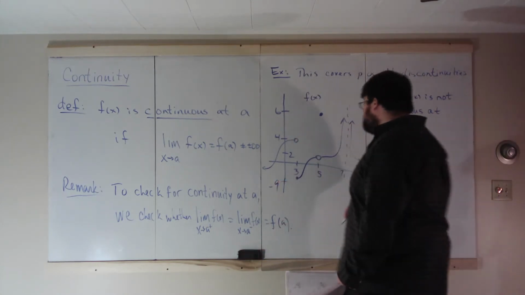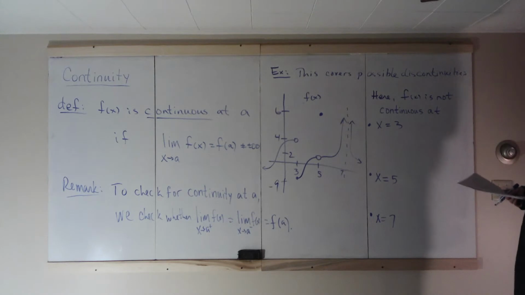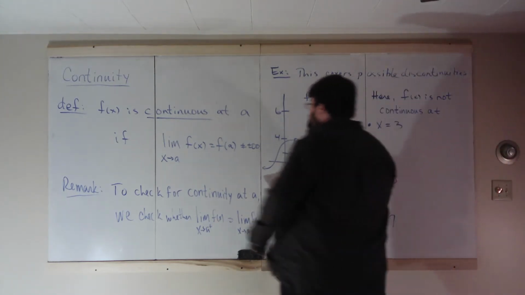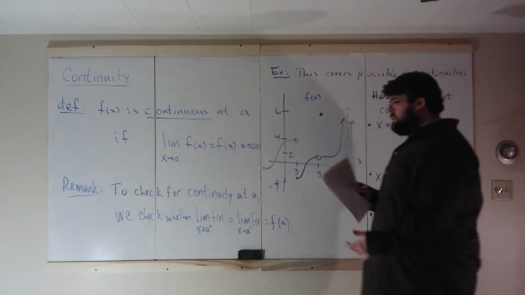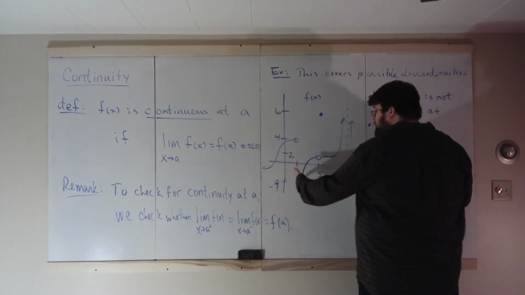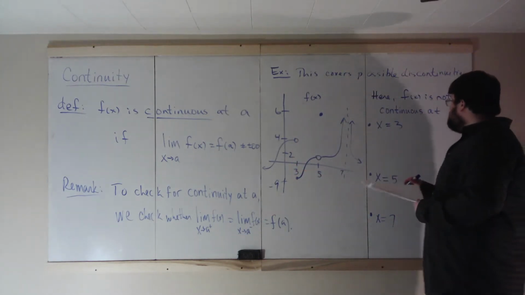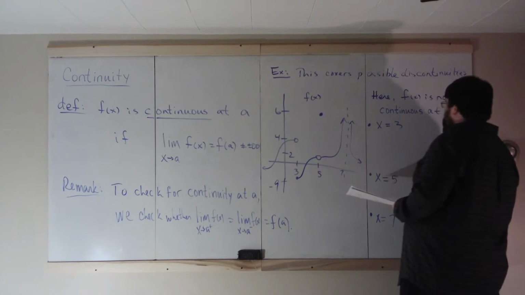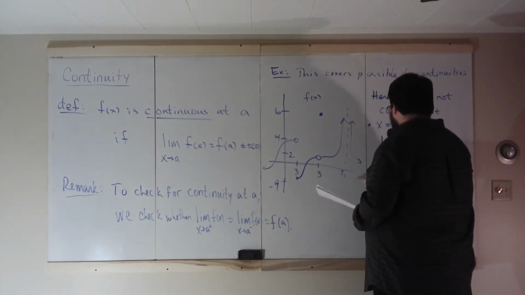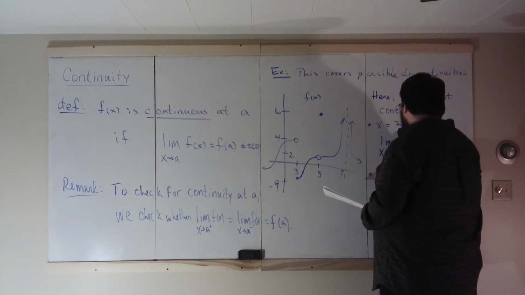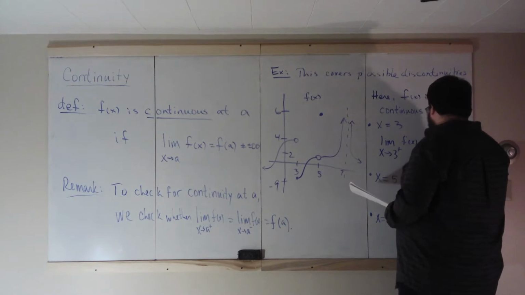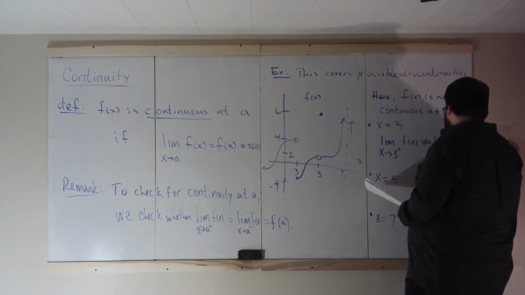-9. Not drawn to scale. So why is this not continuous at 3? Well, that limit doesn't exist because the limit on the left is 4, but the limit on the right is -9. So let's say the limit as x approaches 3 from the right of f of x does not equal the limit as x approaches 3 from the left of f of x.